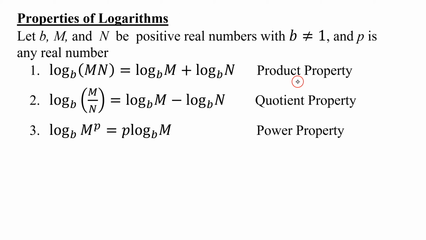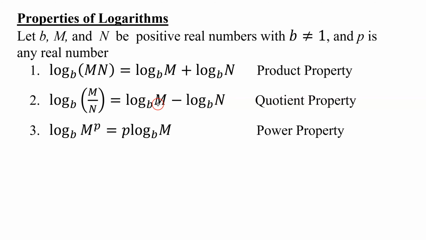And the first one is the product property of logarithms. It says log to the base b of a product, m times n, is log to the base b of m plus log to the base b of n. Notice the bases of all the logs are the same, but the log of a product becomes the sum of the individual logs. The quotient property says log to the base b of a quotient is equal to log to the base b of m minus log to the base b of n.